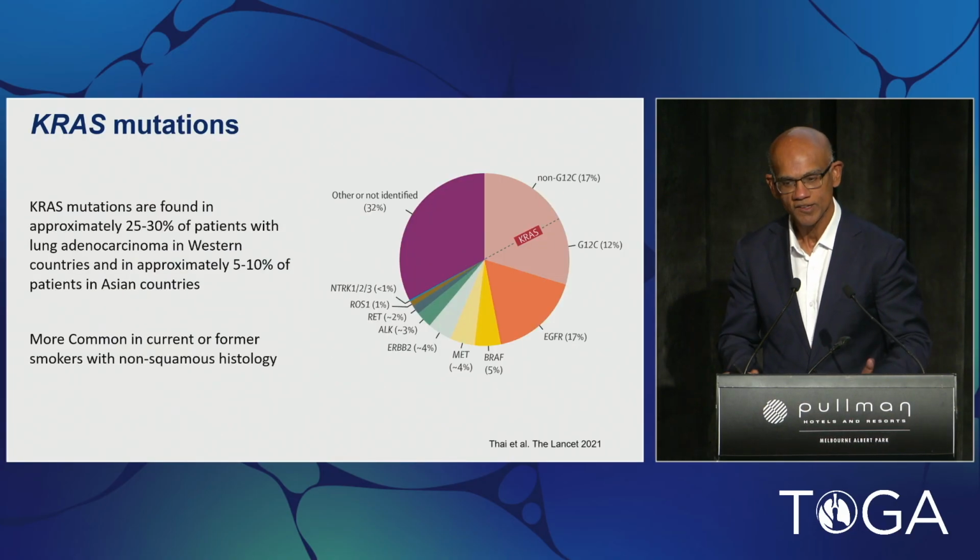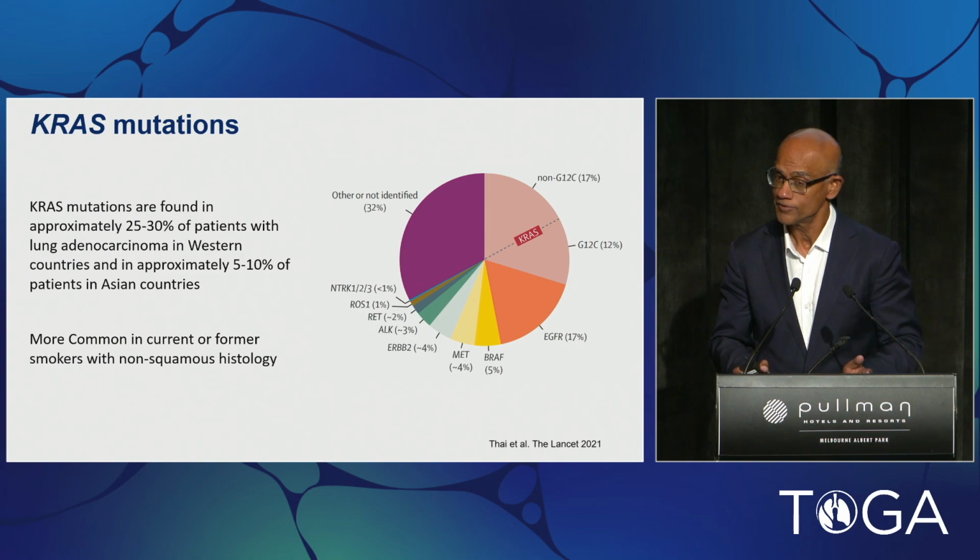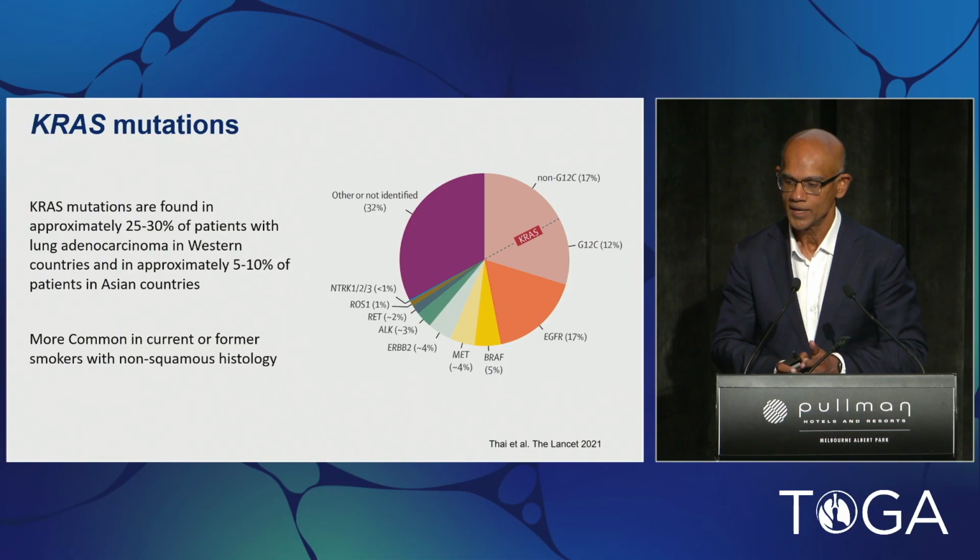So KRAS mutations are found in about 25 to 30% of patients in Western populations like Australia, lower frequency in Asian populations. And for most patients with KRAS mutations, particularly G12C mutations, these patients tend to be current or former smokers.